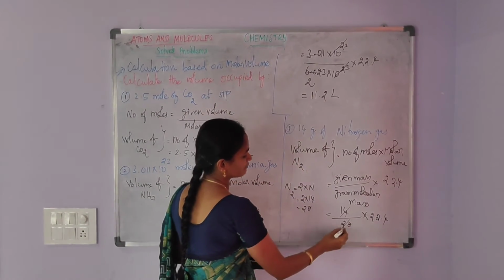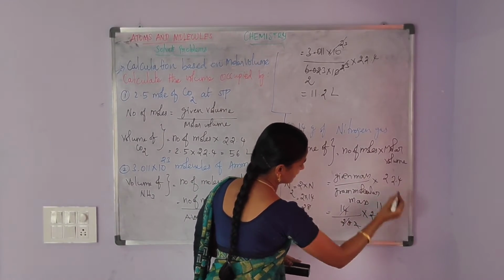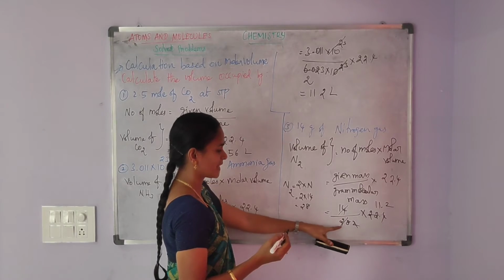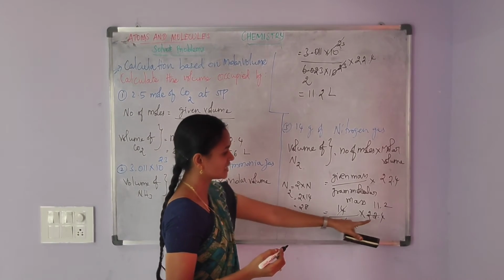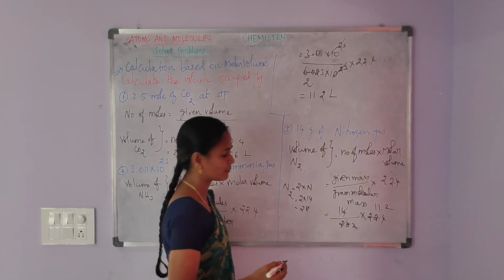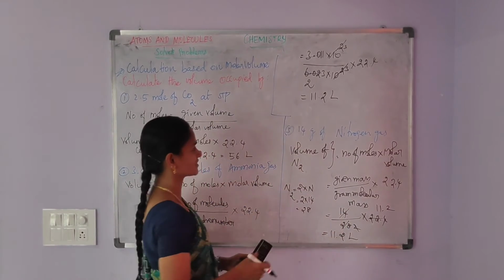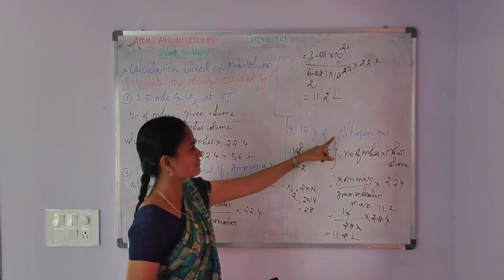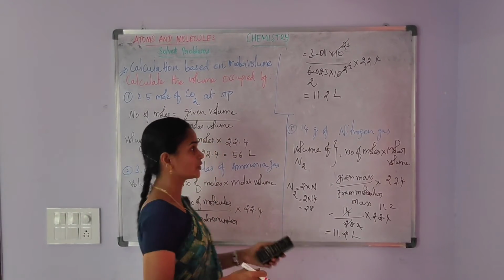By simplifying, 14 divided by 28, we get 1 by 2 into 22.4. We will get the answer 11.2. So the answer is 11.2 liters. So 14 gram of nitrogen gas occupies a volume of 11.2 liters.